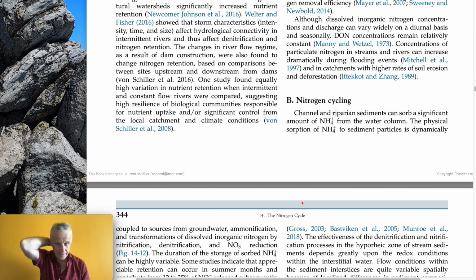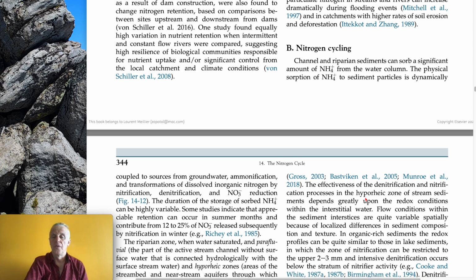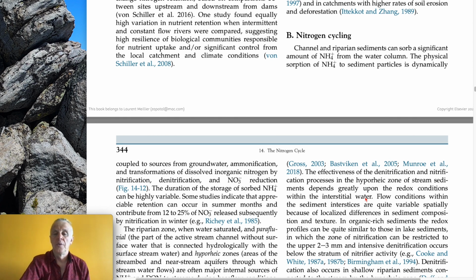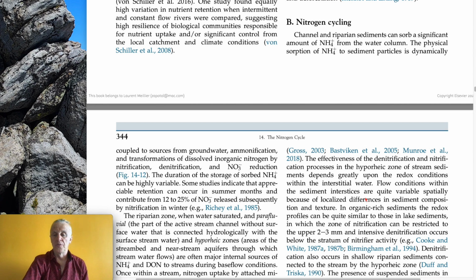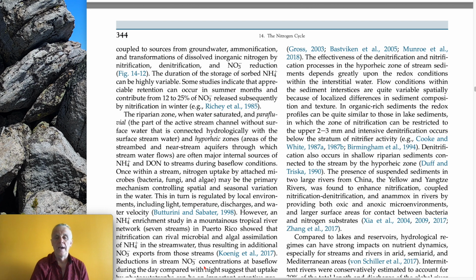Nitrogen cycling. Channel and riparian sediments can absorb a significant amount of ammonium from the water column. The physical absorption of ammonium to sediment particles is dynamically coupled to sources from groundwater, ammonification, and transformation of dissolved inorganic nitrogen by nitrification, denitrification, and nitrate reduction. The duration of the storage of absorbed ammonium can be highly variable.